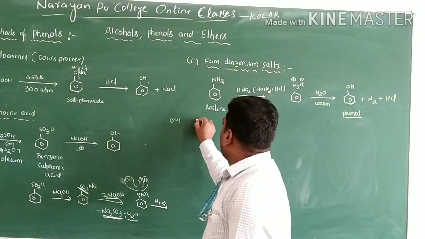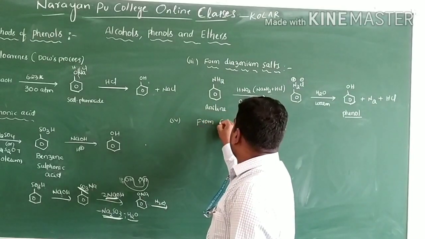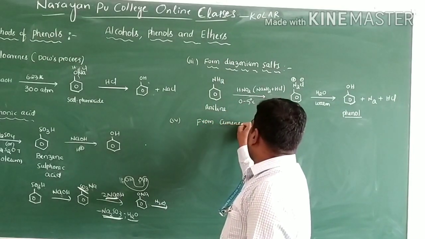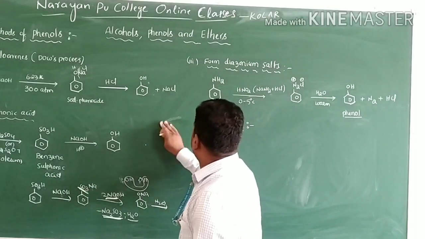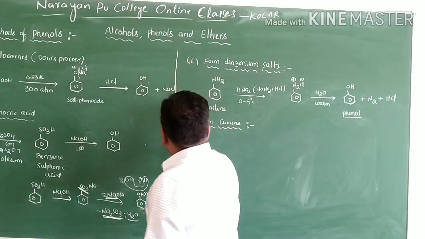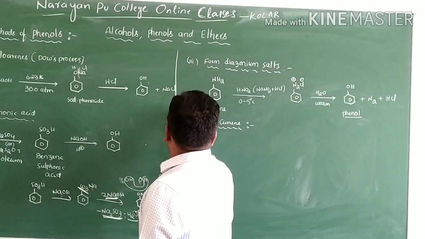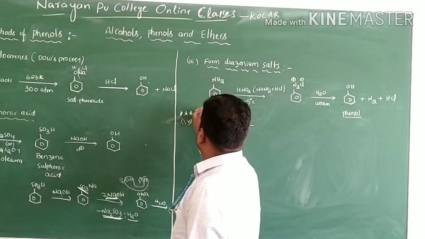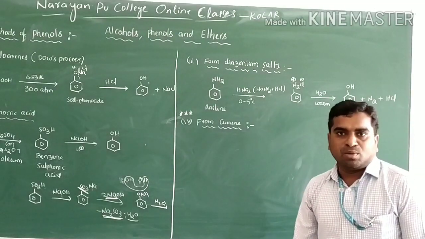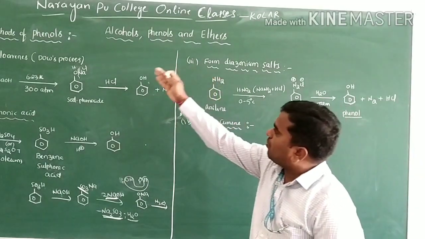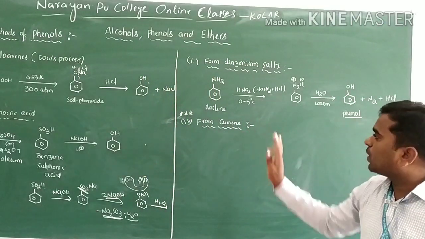And the very important fourth one is from cumene. Very important for your PU examination also. Put a star mark here. Most of the time this question is asked in the PU examination. So, preparation of phenol from cumene.